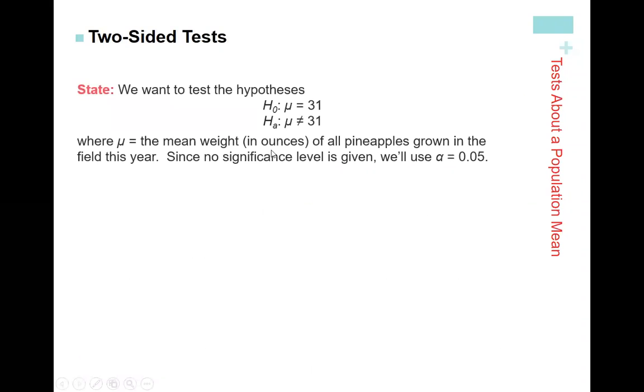So if we're doing our null and alternative, our null should be that the mean is 41, and our alternative should be that the mean is not 41, and then we should define what our variable is. And we're using alpha as 0.05. That's our step 1.